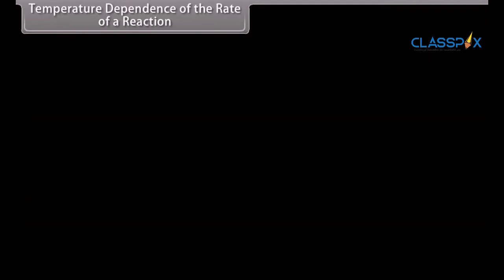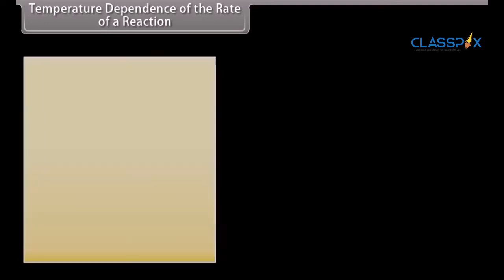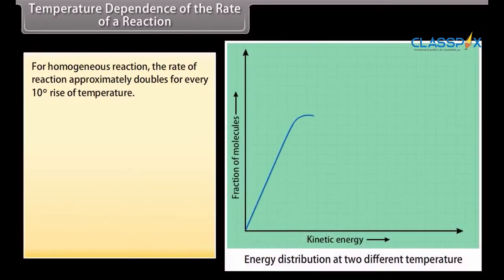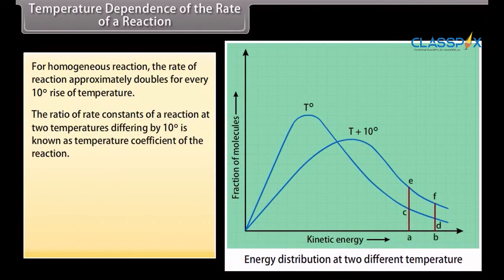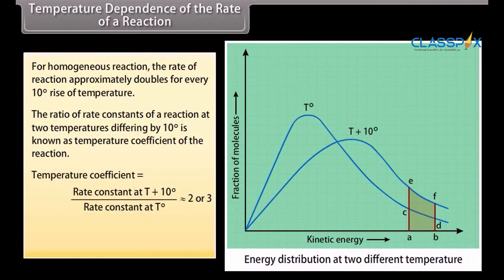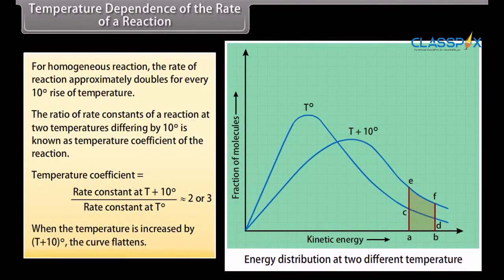Temperature dependence of the rate of a reaction. For homogeneous reaction, the rate of reaction approximately doubles for every 10 degree rise of temperature. The ratio of rate constants of a reaction at two temperatures differing by 10 degrees is known as temperature coefficient of the reaction. Value of temperature coefficient for most of the reactions is close to 2 and in some cases it approaches 3. When the temperature is increased by t plus 10 degree, the curve flattens.